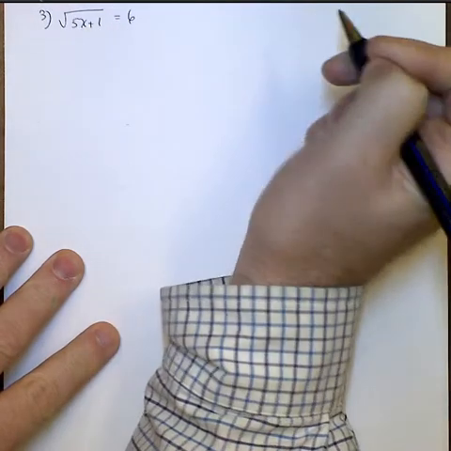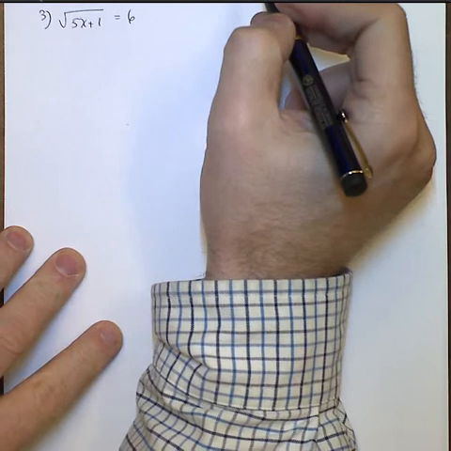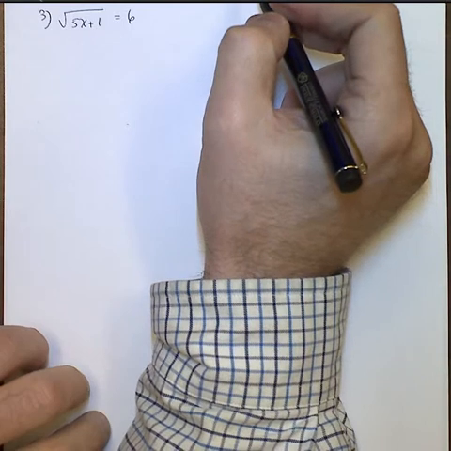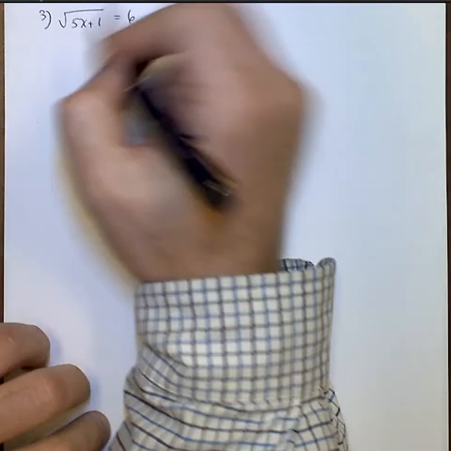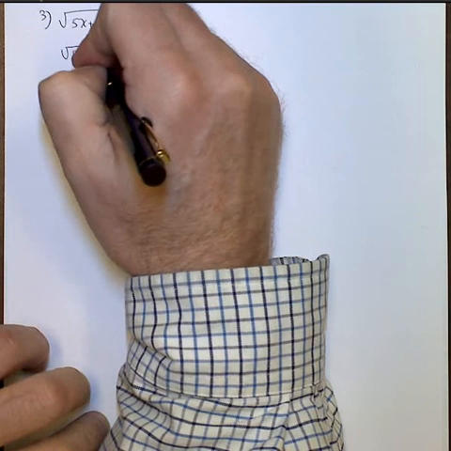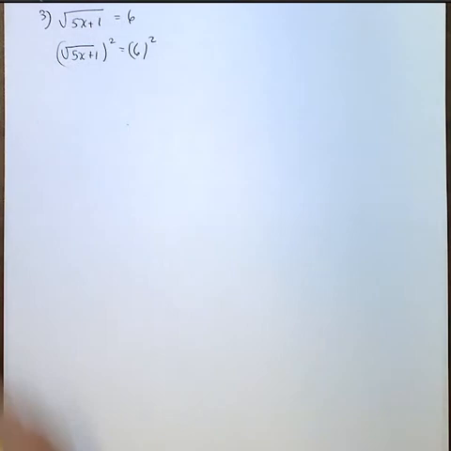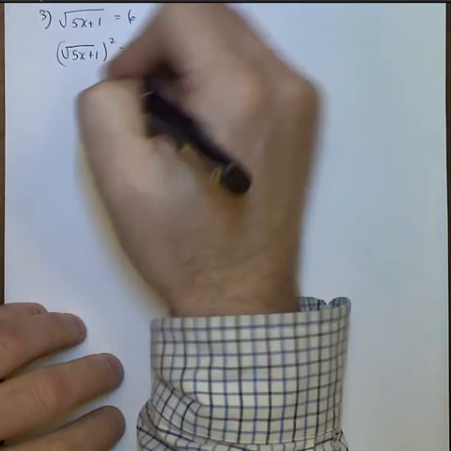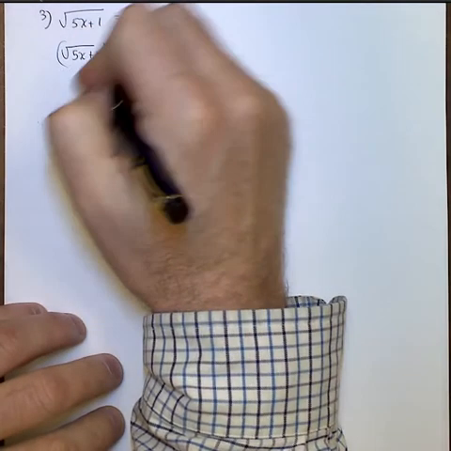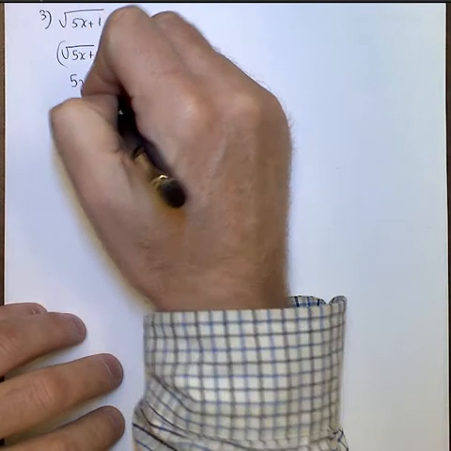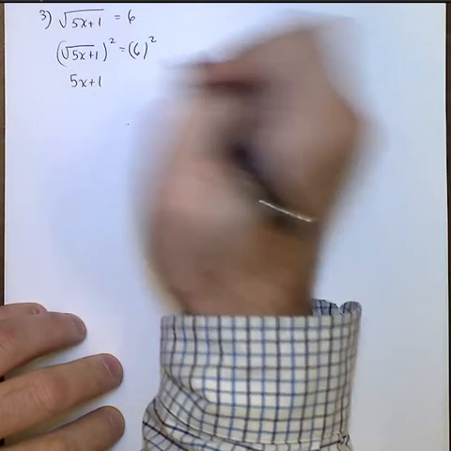In this problem, the radical is already isolated, so all we do is square both sides. We're going to take 5x plus 1 and square it, and square the right-hand side as well. Whatever you do to the left, you have to do to the right. Once we square a square root, the radical just goes away. We're left with 5x plus 1 equals 36.